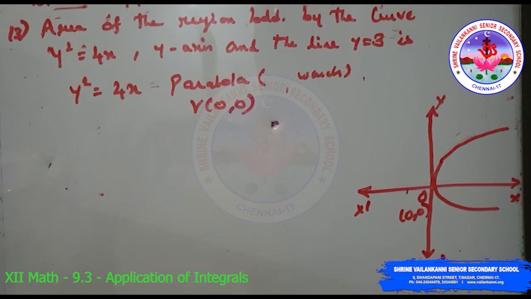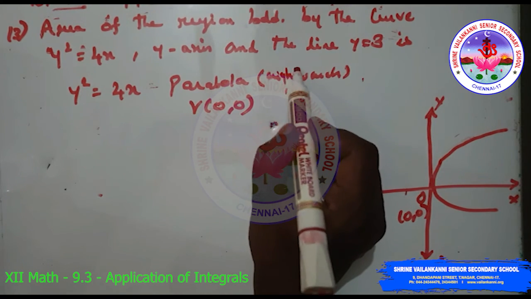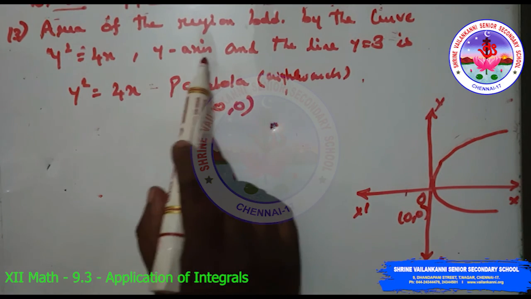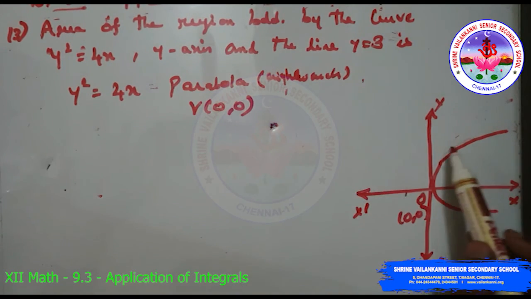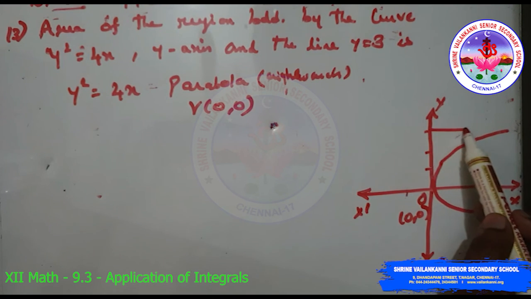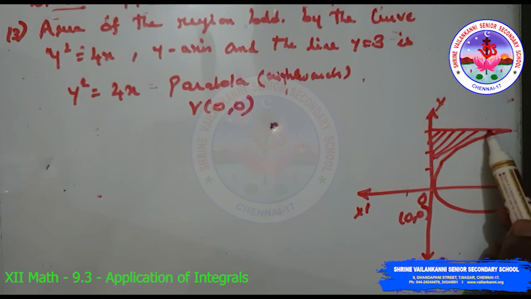13th one, which is an MCQ question. Area of the region bounded by the curve y square equal to 4x, y-axis, and the line y equal to 3. So y square equal to 4x, a parabola which is open rightwards, and the vertex is 0, 0. So here it is given as y-axis and the line y equal to 3. 1, 2, 3. So we have to draw a line. We have to find this area.